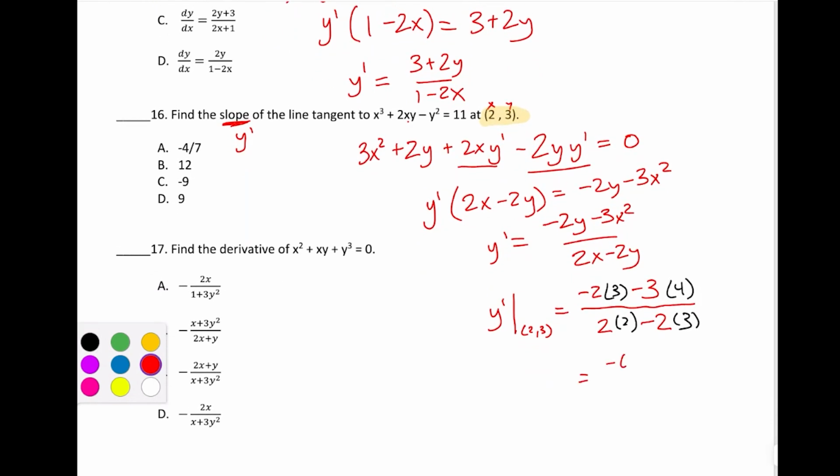So this would be negative 6 minus 12 over, what was that? 4 minus 6. So that'd be negative 18 over negative 2, which equals positive 9.